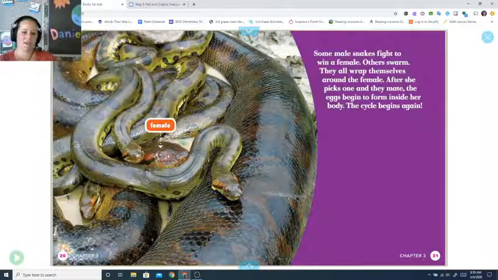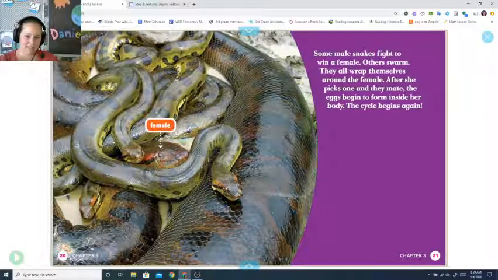Okay. Oh, right here, this is the female. Look how big the female is. Just the width between her eyes is way bigger than that snake's whole body.